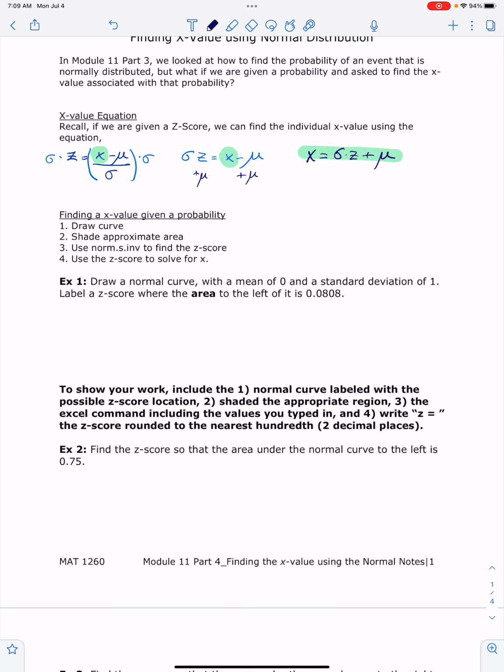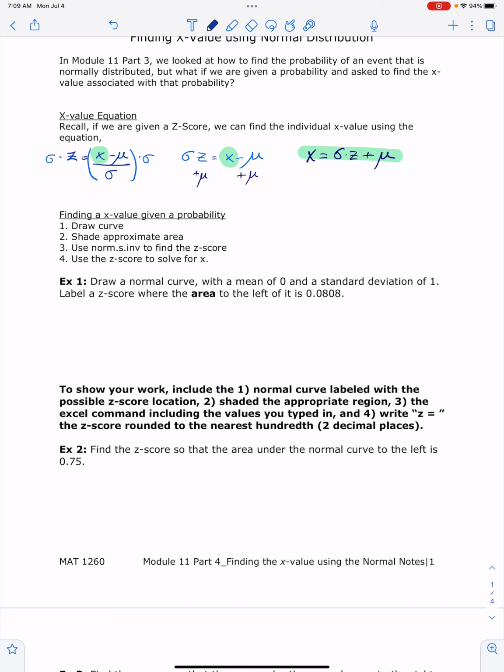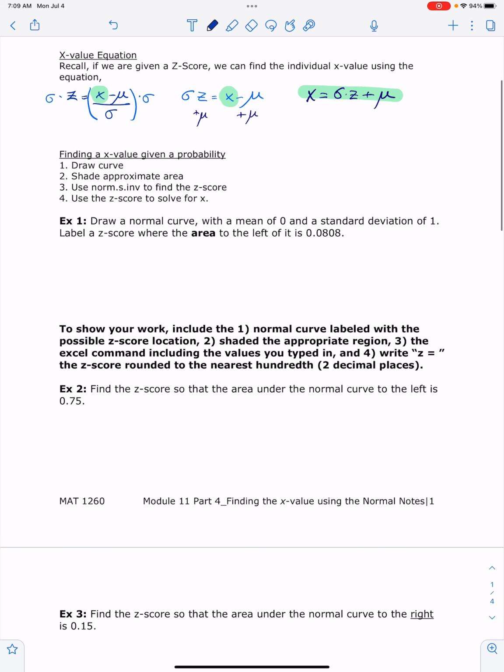You can either remember that equation, or if you're really comfortable with the equation for finding the z-score, you can just use that and solve for x as you need to. Okay. We're going to approach this the same way we did before. We're going to draw the curve and shade the approximate area. Remember that the median is our 50% line. It doesn't matter if your shading is correct or incredibly precise. It just gives us a visual of what we're looking for.